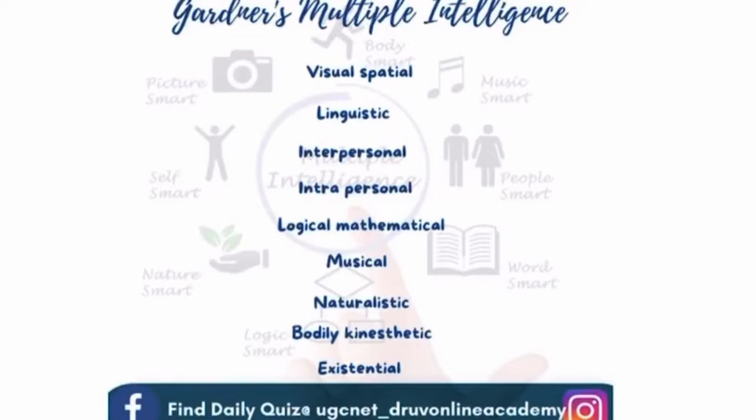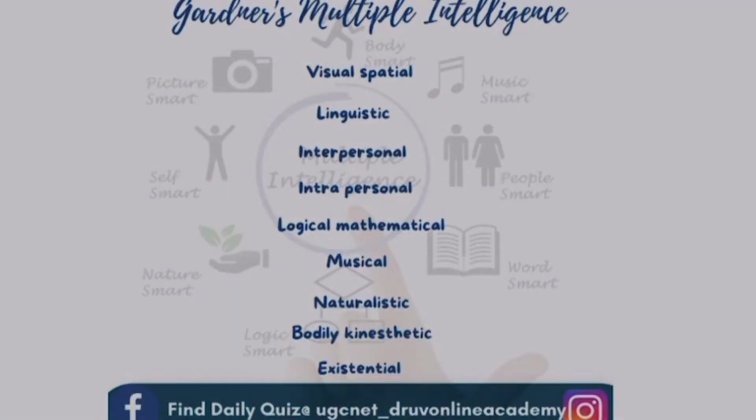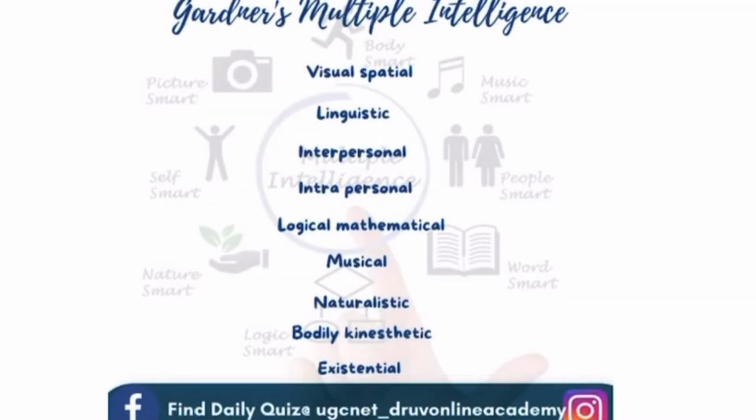Next is Gardner's theory of multiple intelligence. Howard Gardner suggested that there are different kinds of intelligence requiring different abilities. So there are 9 types of intelligence according to this theory. First is visual spatial intelligence. This is about visual spatial judgment, like how do we perceive the visual information? How do we interpret it? How do we recognize the patterns?